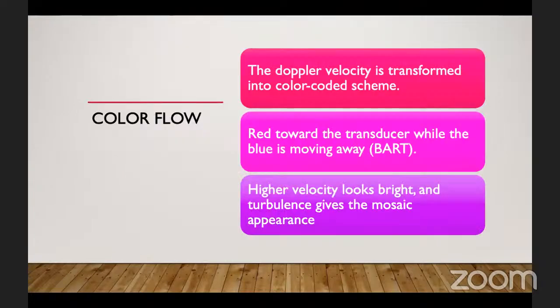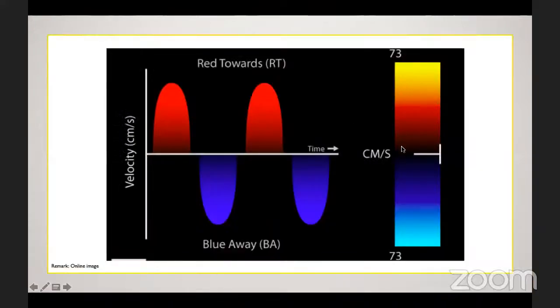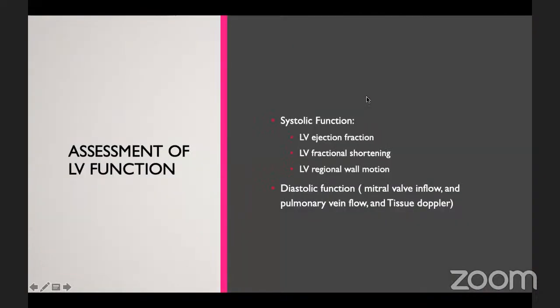The third application is the color flow Doppler, and it's based on the principle that velocity coming toward the probe will give you the red color, and the one going away from the probe will give you the blue color, which is abbreviated as BART. And as a principle, a higher velocity either toward or away from the probe will give you a lighter color. This is an explanation: as high as the velocity gets, the brighter the color will be presented.